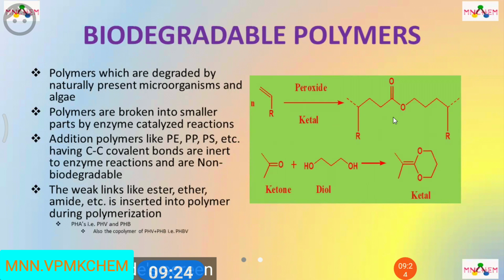These are referred to as polyhydroxyalkanoates. There are two types, polyhydroxyvalerates and polyhydroxybutyrates. Also, a copolymer can be formed when we use polyhydroxyvalerate and polyhydroxybutyrate, that is known as PHBV.